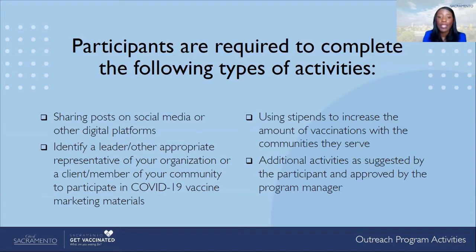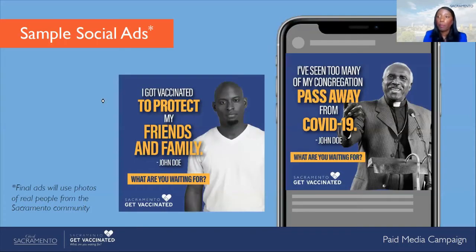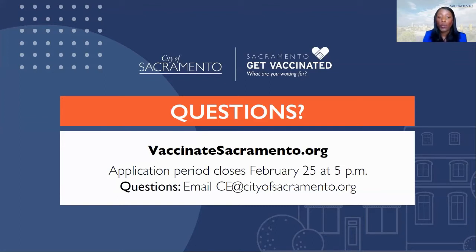At this time, I would like to open the floor for any questions. We will monitor the Zoom chat, or you can also raise your hand and we will call on you as well. Again, applications close on the 25th. If you have any questions, please email CE, like community engagement, at cityofsacramento.org. At this time, I will turn it over for questions. Go ahead, Eric.